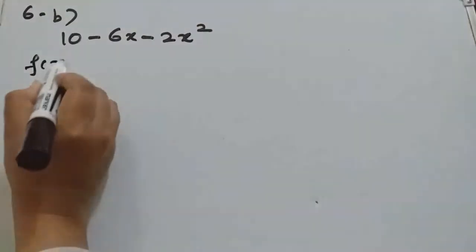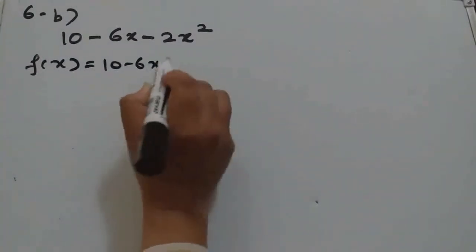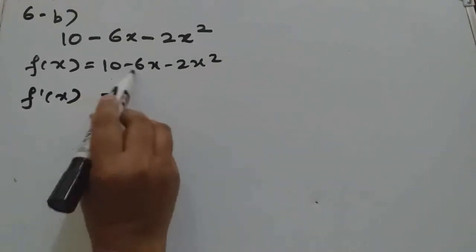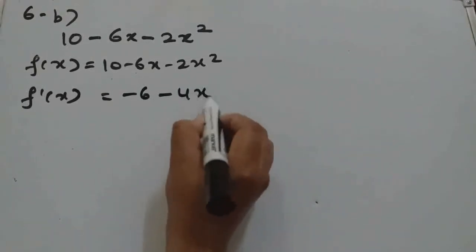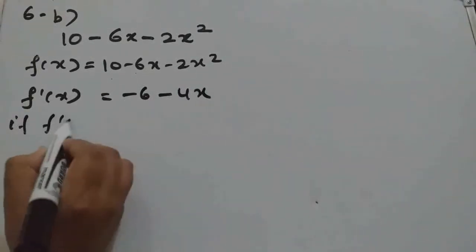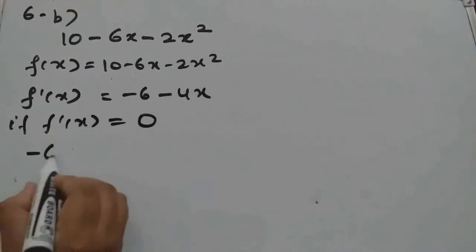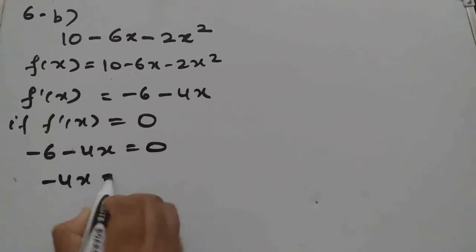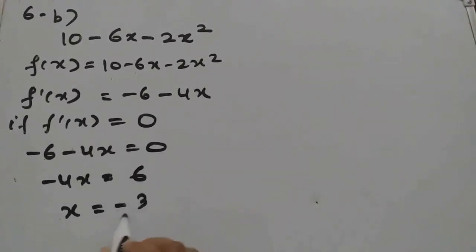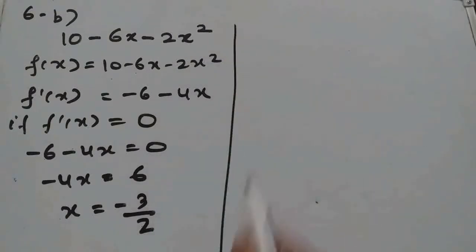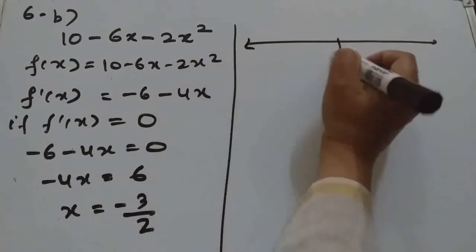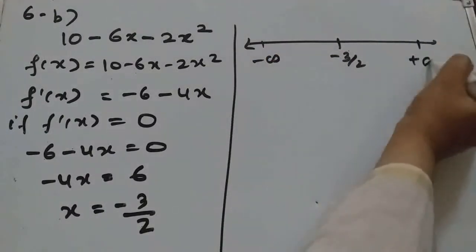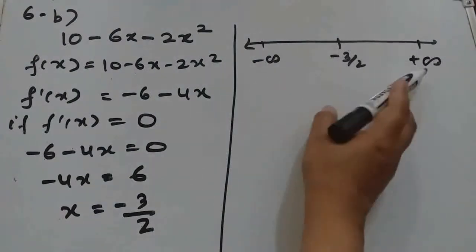F of x is 10 minus 6x minus 2x square. So f dash of x will be, the derivative of 10 is 0, minus 6 minus 4x. Okay, so if f dash of x equal to 0, we will get the x value. So we can write minus 4x is equal to 6. So x is equal to minus 3 by 2. Okay, so our real line is divided into two intervals, minus infinity to minus 3 by 2 and minus 3 by 2 to plus infinity.